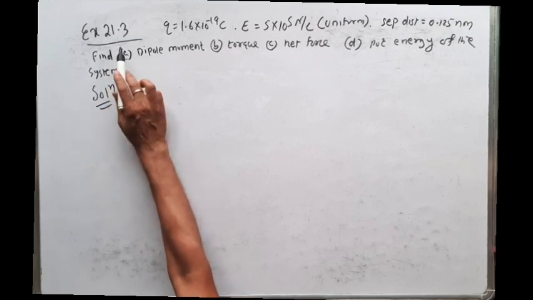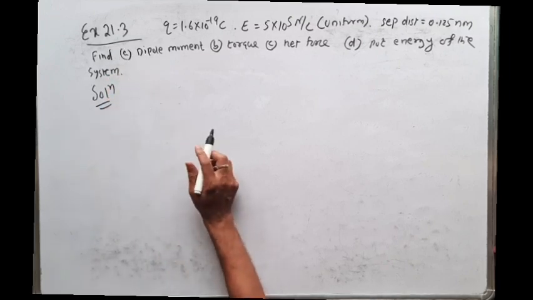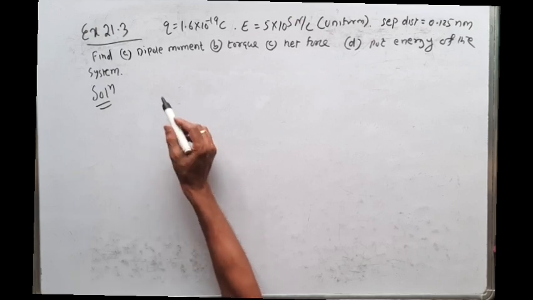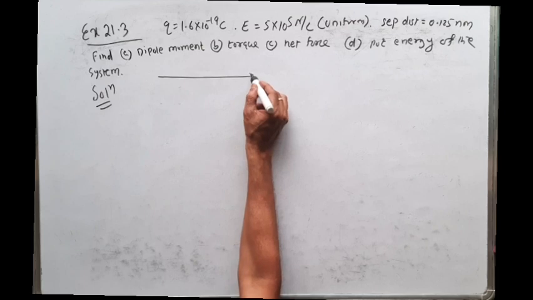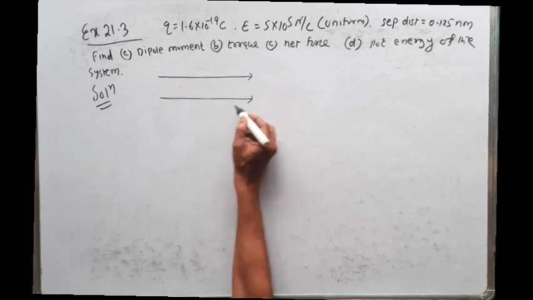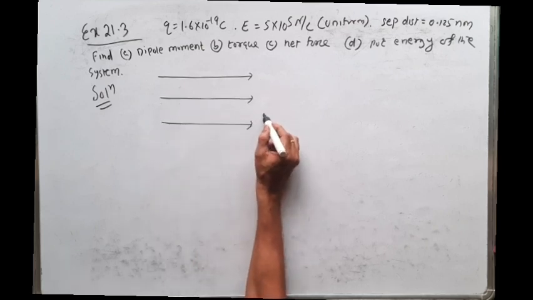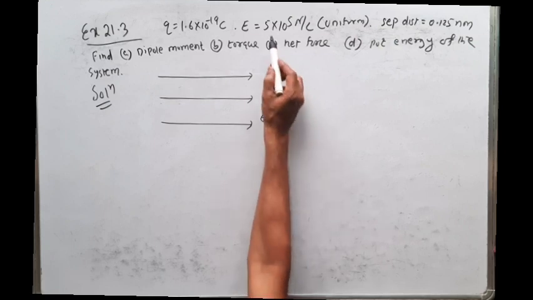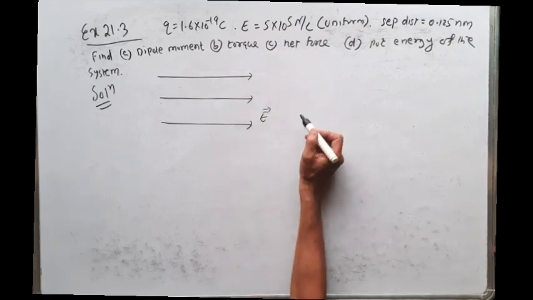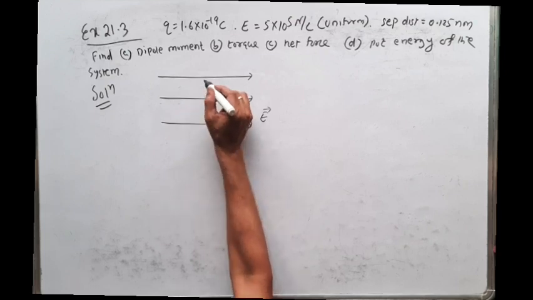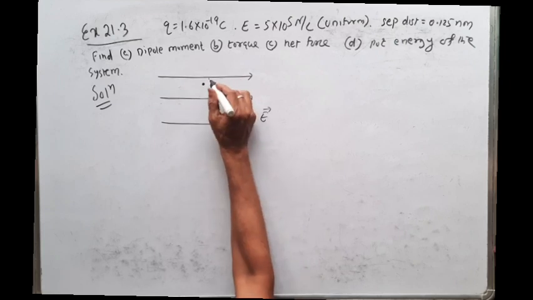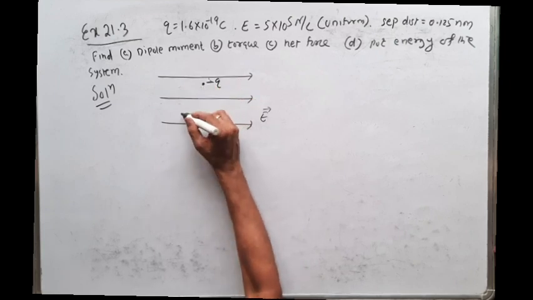Let us solve example 21.3 of the University Physics book. So here you see, let us say this is an electric field. This is a uniform electric field of strength 5 into 10 to the power 5 newton per coulomb. And a dipole is there. So here it is minus Q charge. Here it is minus Q charge.